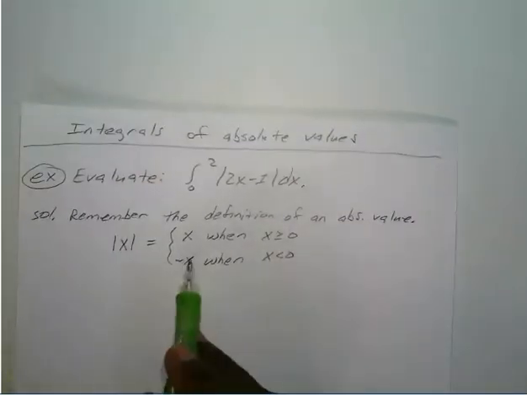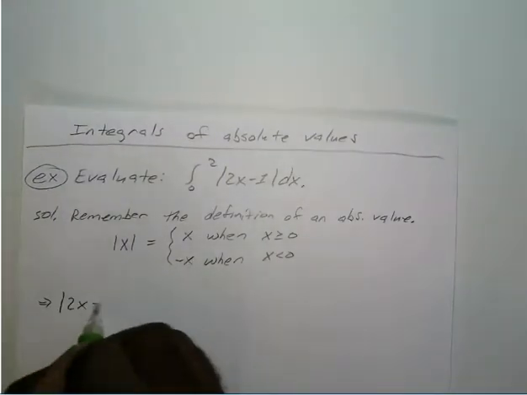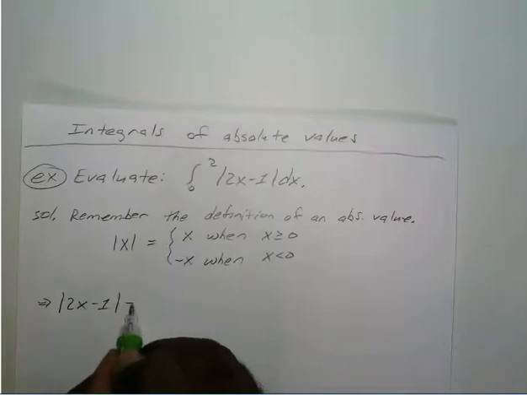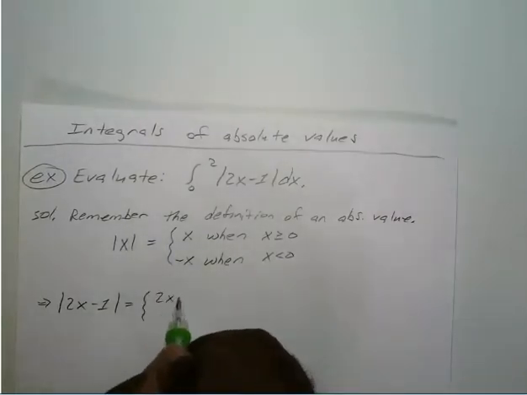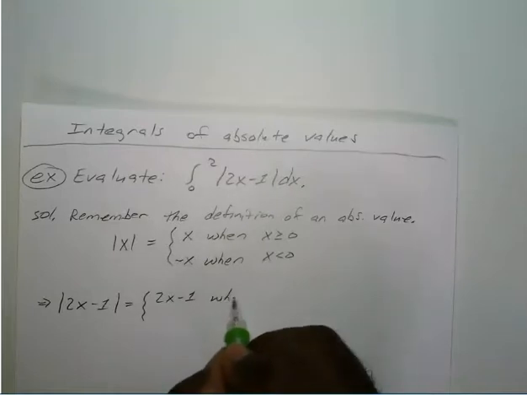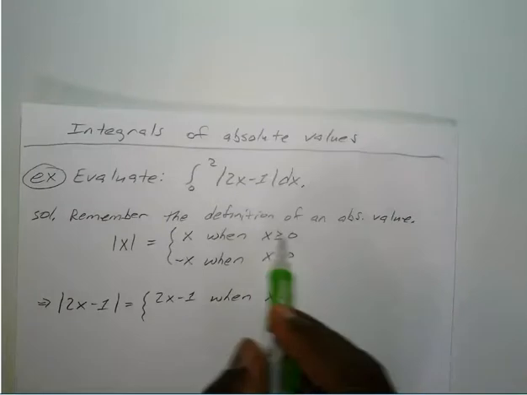Okay, so using this same format, the absolute value of 2x minus 1 is going to equal 2x minus 1 when x, and it's not greater than or equal to 0.